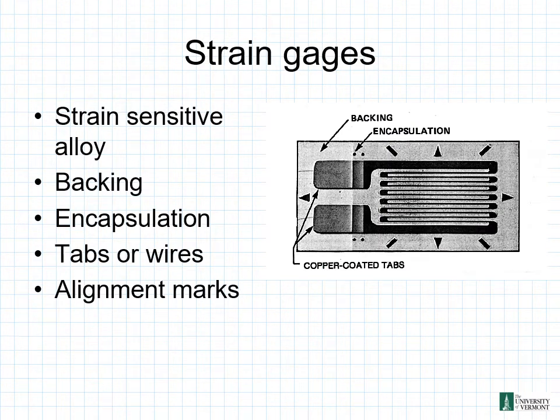So looking at the breakdown of an actual strain gauge here, we can see you have the backing, encapsulation, you have your copper coated tabs that we'll solder our leads on, and we have alignment marks as well. So this is very similar to the strain gauge you're going to be using in lab today, referring to the different components of this as mentioned here.